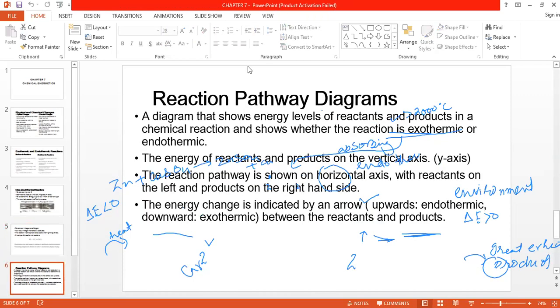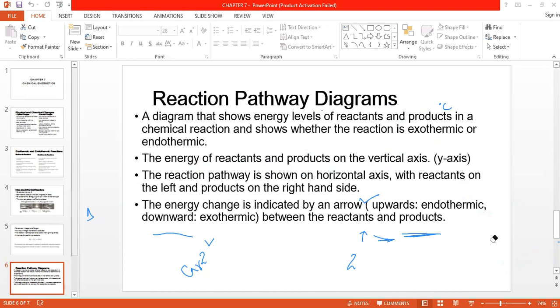It's related to reaction pathway diagram. Okay, let me erase the already written content over here first. So basically our reaction pathway diagrams are such diagrams that show the direction of the flow of reaction first, and also show whether there is a gain or a loss of heat during that reaction. A diagram that shows energy levels of the reactants, and moreover, it also shows whether the reactants are at the lower or at the higher energy level as compared to our products.